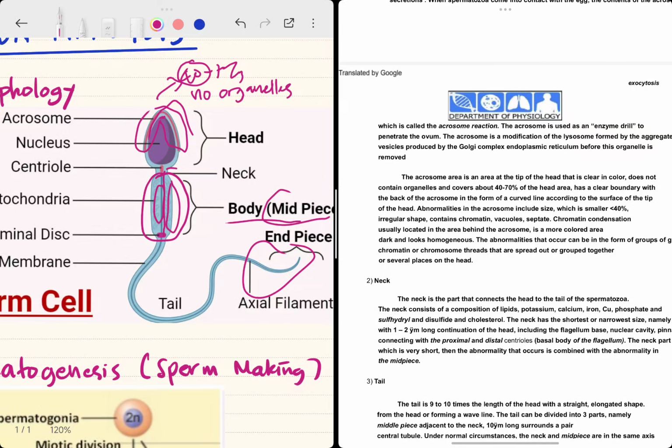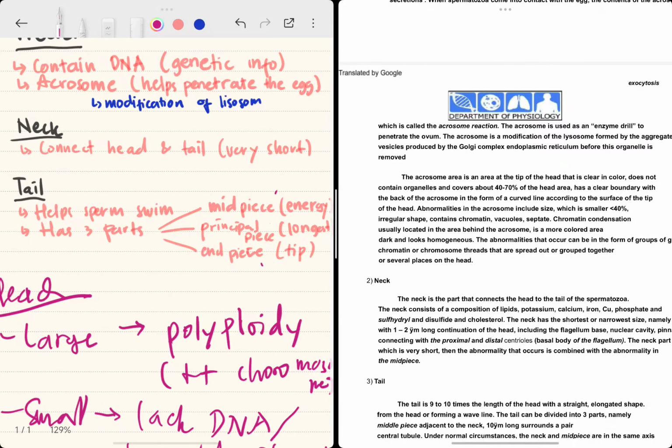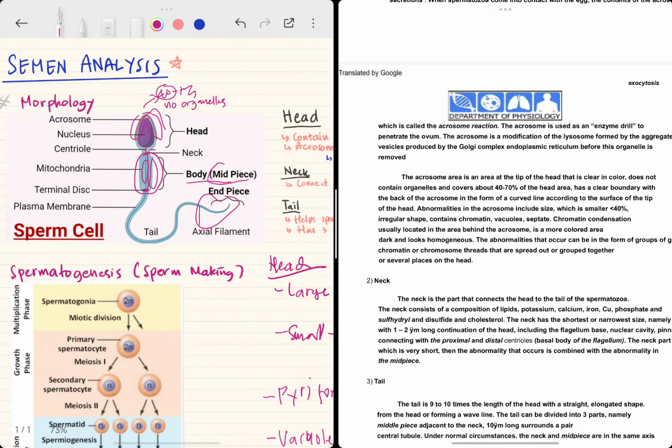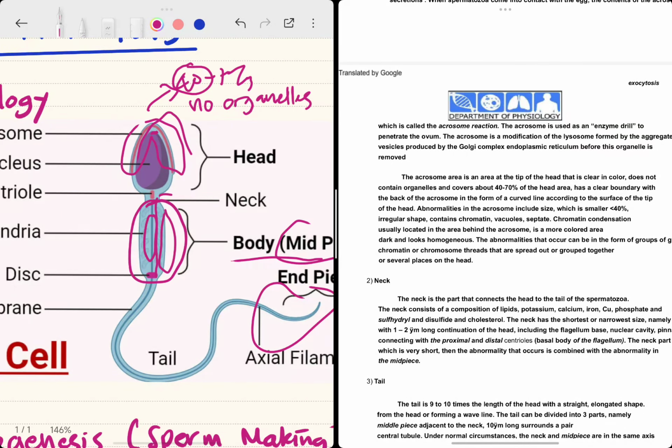Then let's go to the tail, which is the longest part. It is 9 to 10 times the head length. It could be straight or wavy, and it is made of three parts: the midpiece, the principal piece, and the end piece. The midpiece is where the energy is produced, because it has mitochondria. This energy is what gives the sperm the ability to move, for motility.